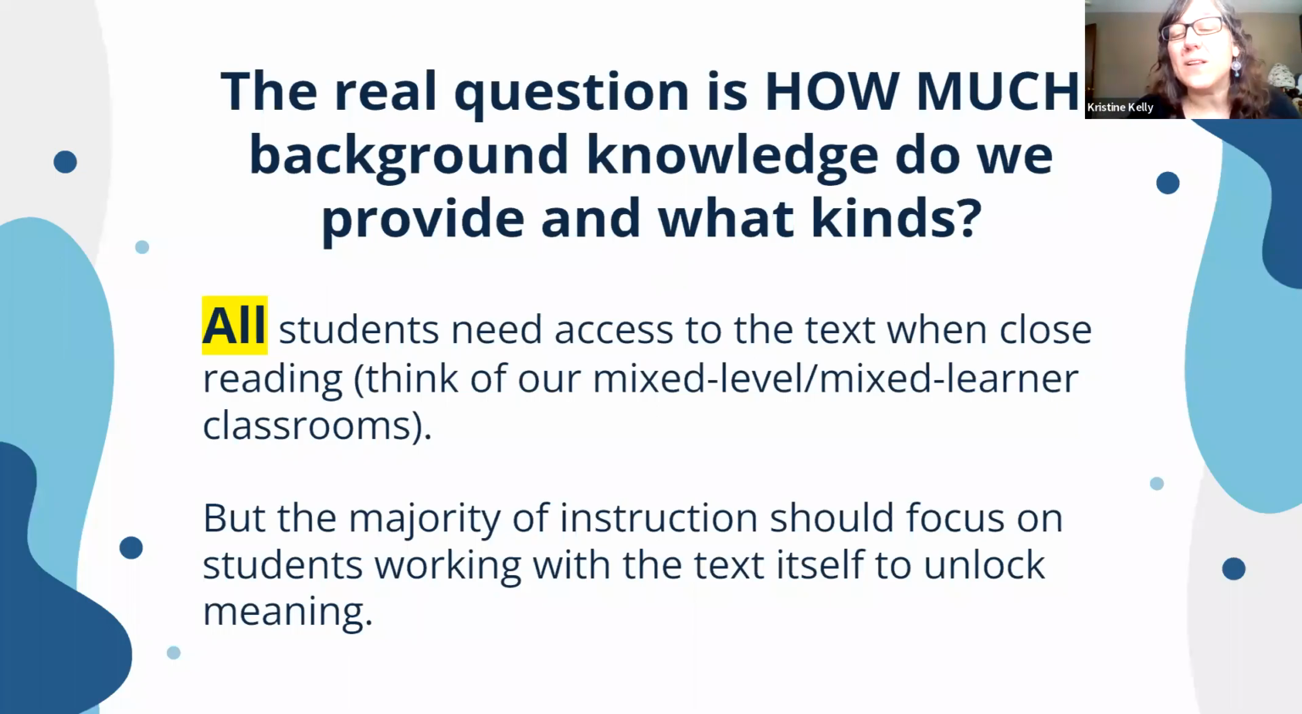So the real question for me then became not if we should pre-teach before close reading, but how much should we pre-teach? Okay, we know we have to, but how much background knowledge do we provide? How much pre-teaching and what kinds? Because the bottom line is that all students need access. Access doesn't mean all students are going to jump into it and understand every part of it. It means access, right? They can get through the door when close reading. Whether you're in a one-room schoolhouse or you're in a leveled classroom, I've heard people say, if you have more than one student in front of you, more than one adult student, you have a multi-level class. So we need to keep that in mind.